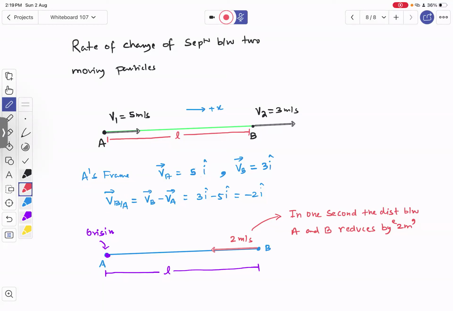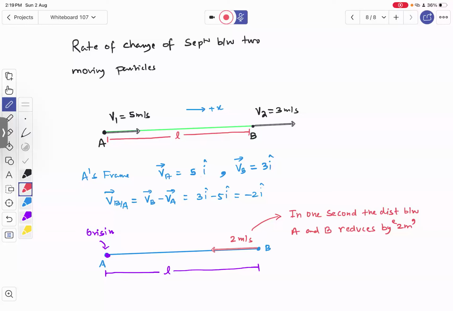So in 1 second, the distance between A and B reduces by 2 meters. So what is happening to the distance L? Is it not reducing? And in 1 second, how much is it getting reduced? By 2 meters. So what will be the rate of change of this quantity? Negative. Rate of change means how much it changes in 1 second. So it is reduced by 2 units in 1 second. So what will be the rate of change?